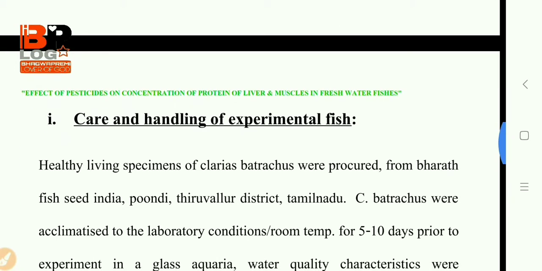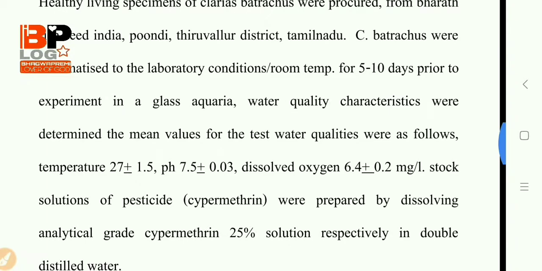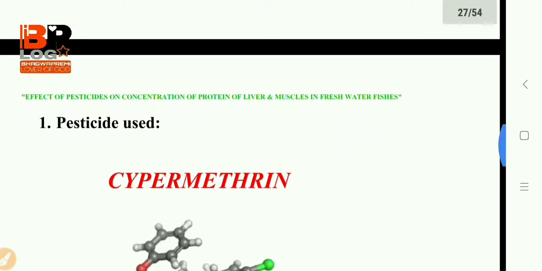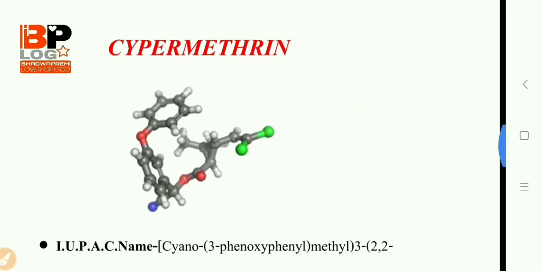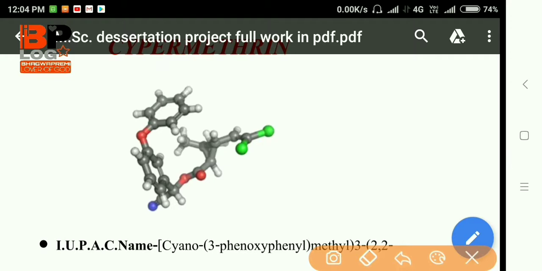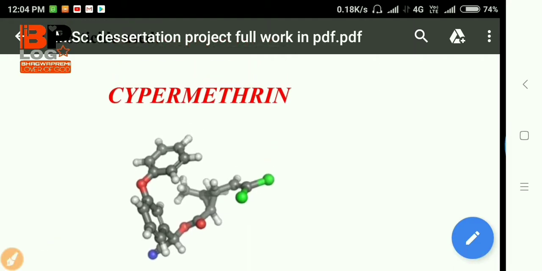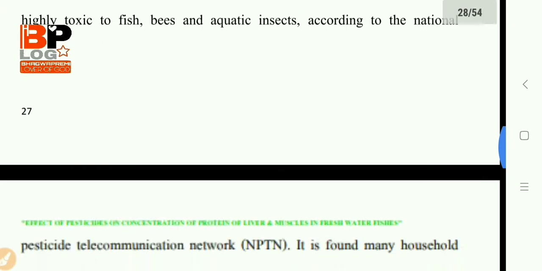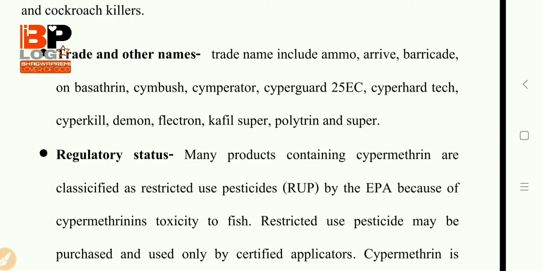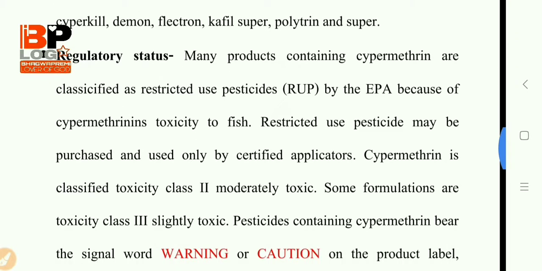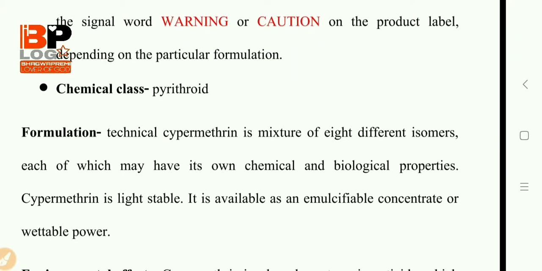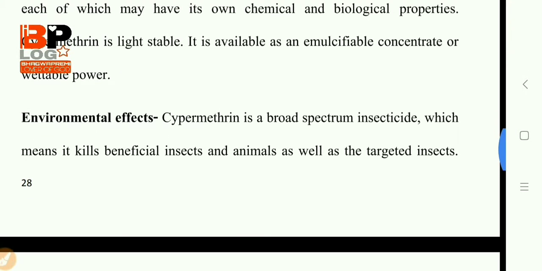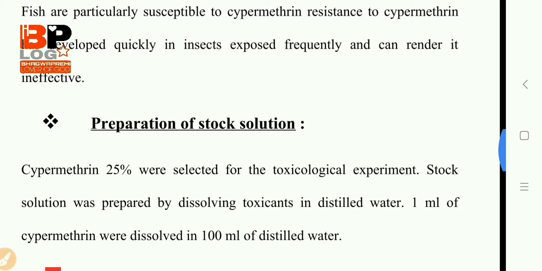Materials and methods, care and handling of experimental phase, pesticide used, cypermethrin. IUPAC name, molecular formula, molecular mass, trade and other names, regulatory status, chemical class, formulation, environmental effects, preparation of stock solution.